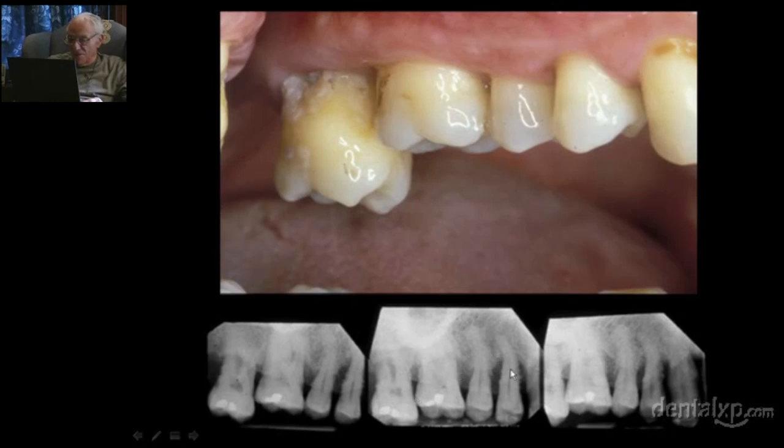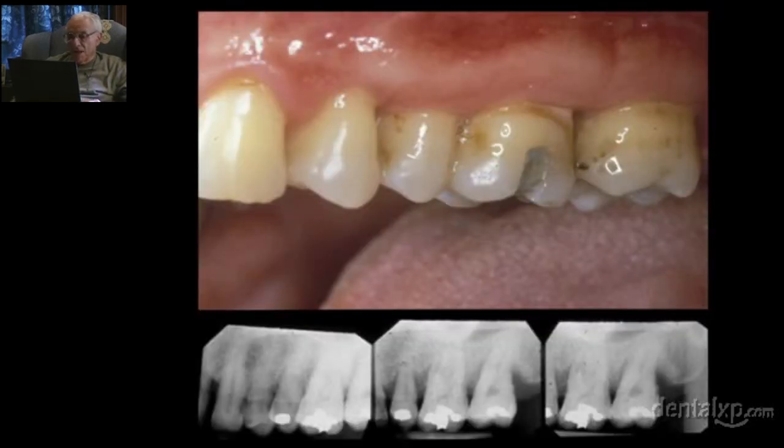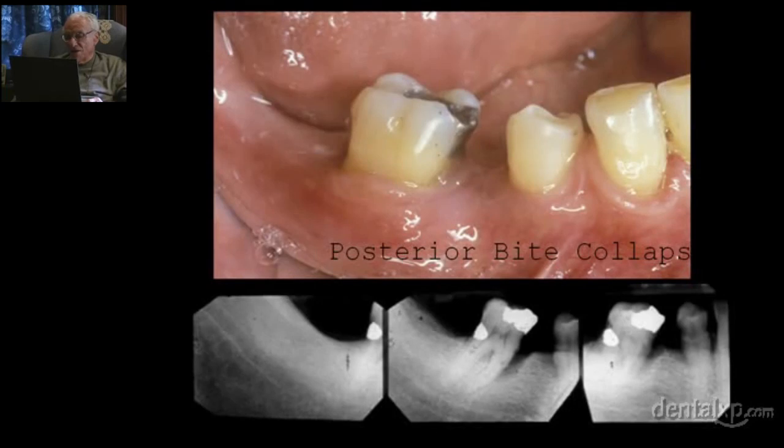Notice the amount of attachment loss, calculus upon the roots, infrabony pocket, and we go to the anterior teeth, which I think we would look upon as having a rather guarded, if not hopeless, prognosis. And the maxillary left side molars, again, all the signs of infrabony pocket, advanced periodontal disease. Lower right molar, infrabony pocket.